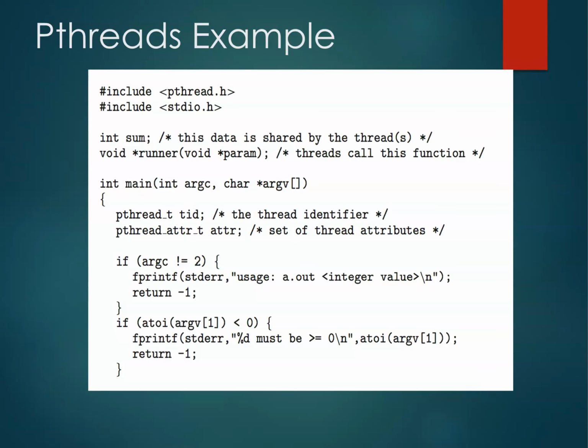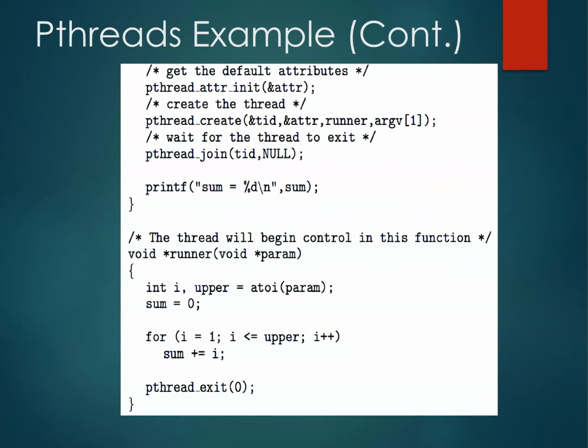So here is an example of using Pthreads. We've got a function that the threads are going to call. We have a thread ID and a set of attributes. Here we say if we don't have enough parameters, we're going to blow out. So we're going to get the default attributes, create the thread, and by creating it, we start it, and then we're going to wait for it to exit and then rejoin the main thread.